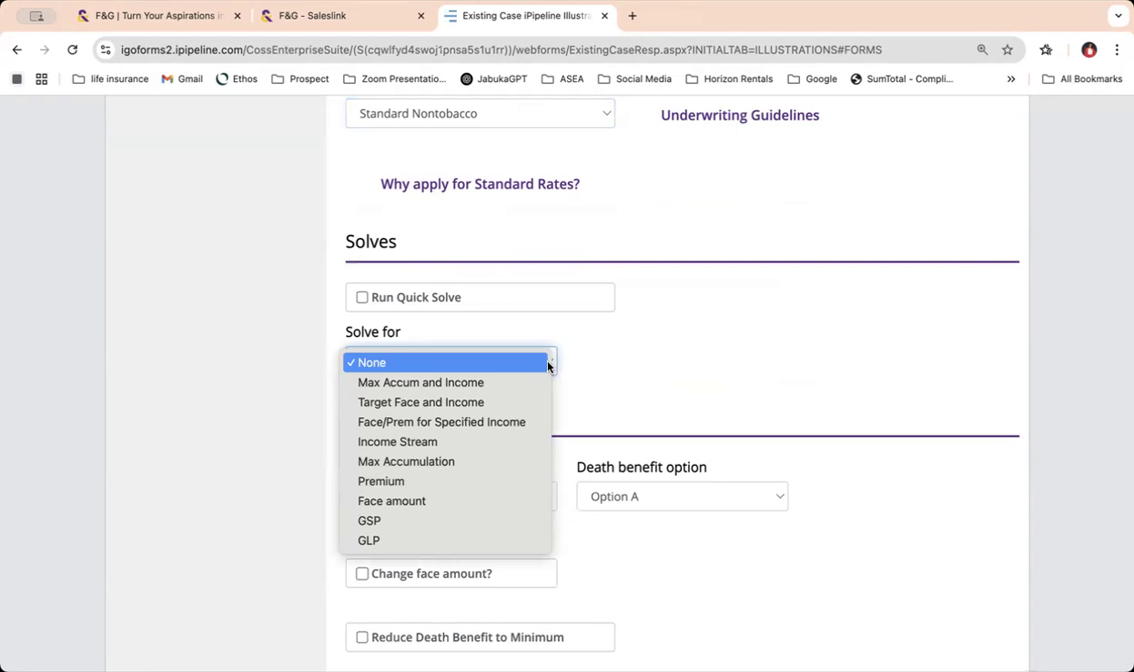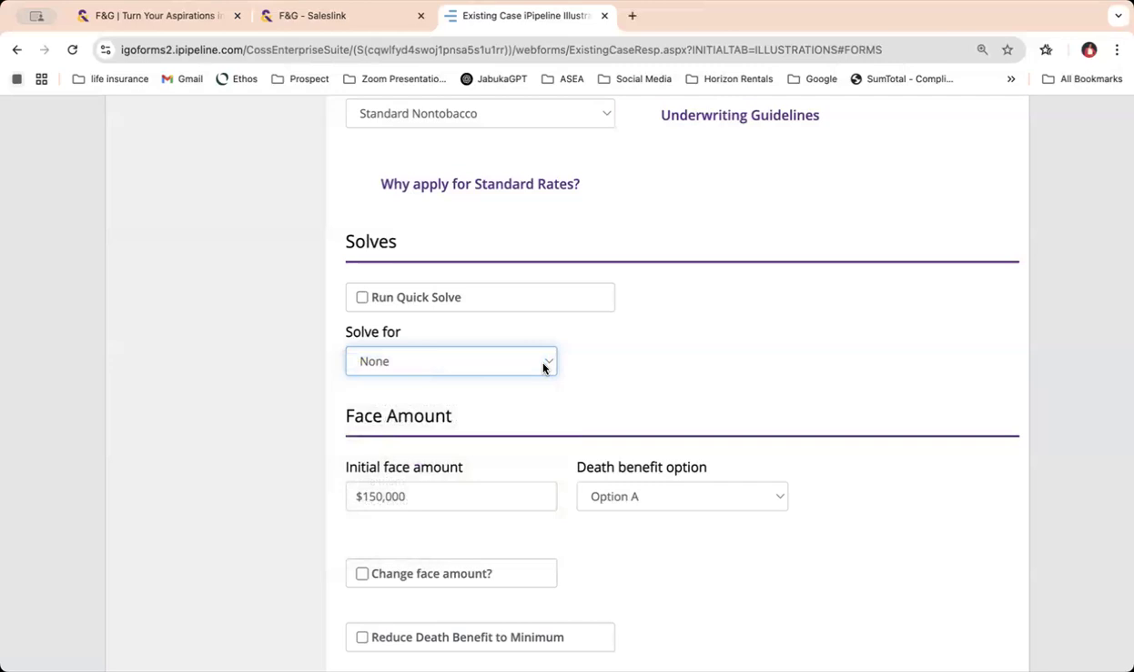I think that's where we choose what we want to do for this particular illustration. Are we solving for target face, income, or what? That's where we choose the type of policy, I think. Not the type of policy, but what we're trying to solve for, what the client is trying to achieve. Exactly. So for right now, we're just going to leave it on none, because we're just doing the first design. Then we can come back here depending on how we want to solve, and we can choose these tabs. That's a great answer. Thank you, Chola.